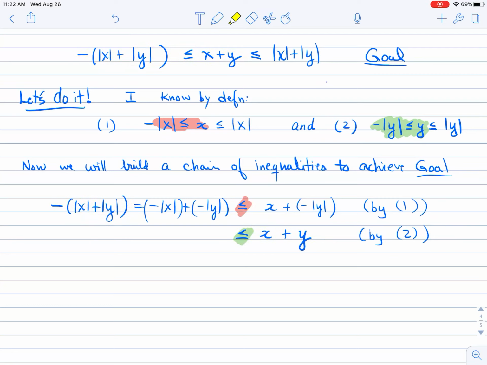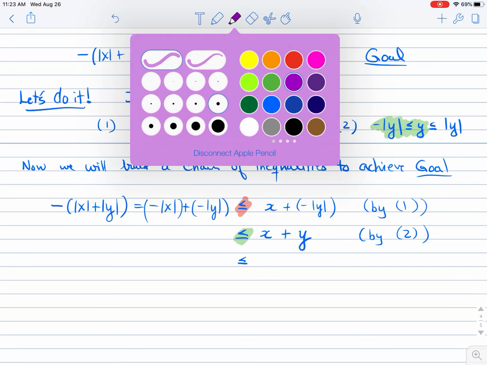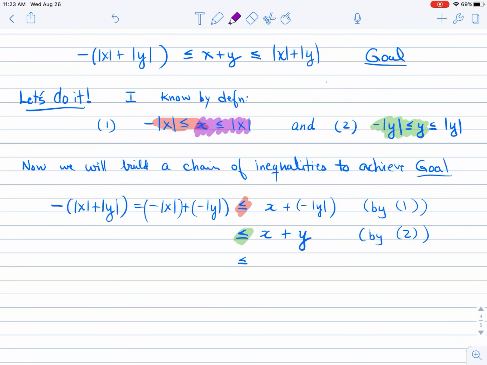All right, let's keep going. So now what do we want to show? We now want to finish the rest of it. We want to show in our goal that x plus y is less than the absolute value of x plus the absolute value of y. And so now I can just keep going. I use the same thing, maybe I'll choose a different color now, maybe purple. I also see this inequality here and this inequality here. So I know that x is less than or equal to the absolute value of x, and y is less than or equal to the absolute value of y. And so I could do by 1 and 2 again. If I want to color code that, I can use that.